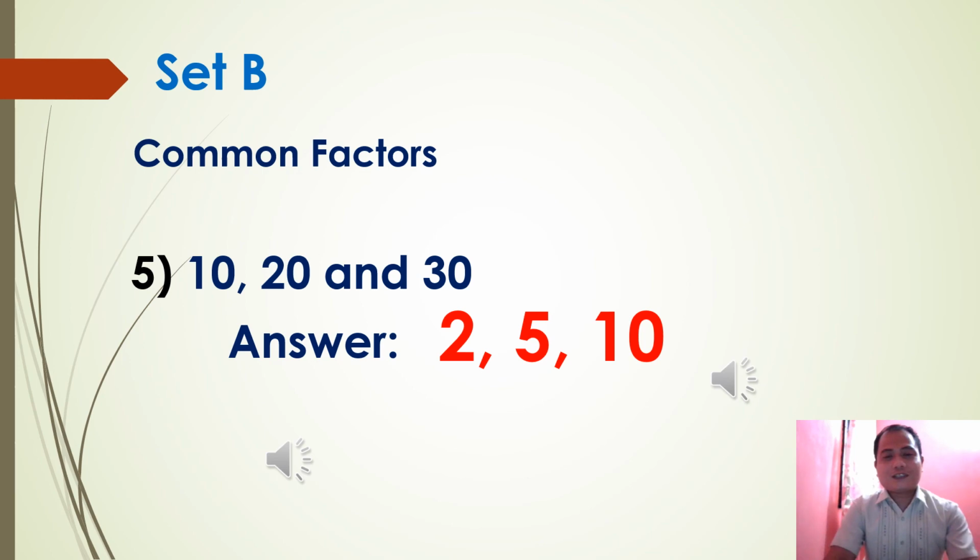Very good. Those are the common factors of 10, 20, and 30 because they end with even numbers. So that is the divisibility rule for 2. They end with 0, so both are divisible by 5 and 10. Very good. Did you get it all?